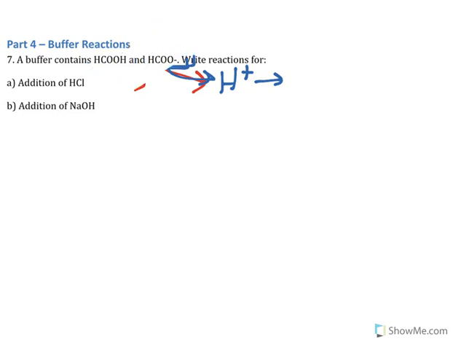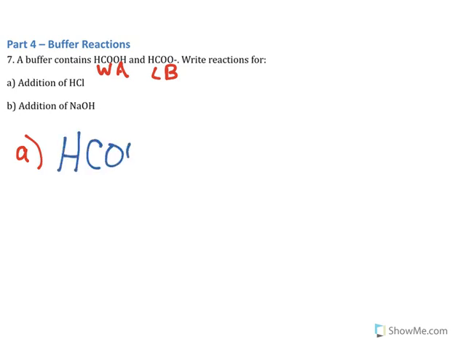So let me clear this up a little bit. We've established that this is my weak acid. This is the conjugate base of my weak acid. So then for part A, I'm adding an acid. Well, it makes sense which part of this buffer is going to react with the acid. It must be the basic component here. The basic component is HCOO minus. It's going to react with that HCl.